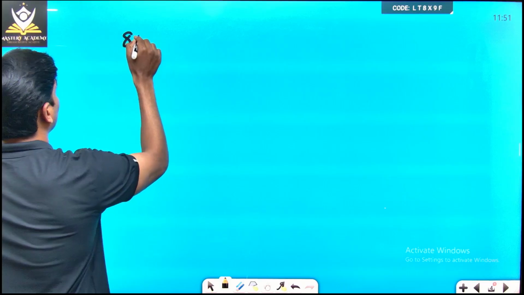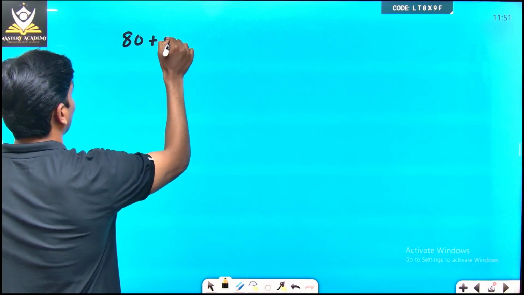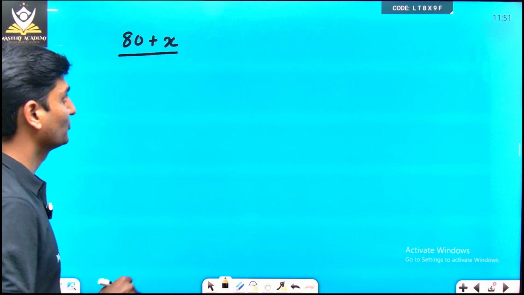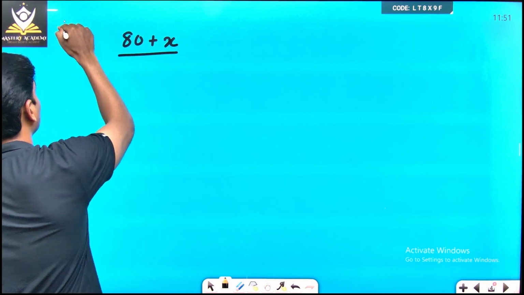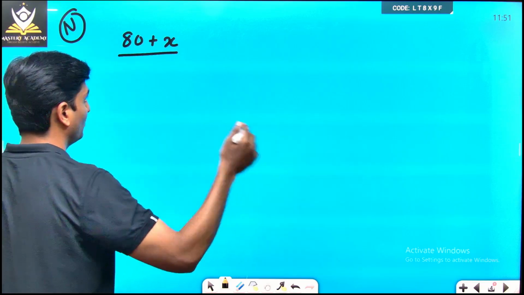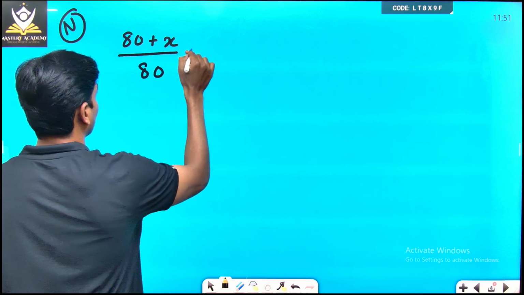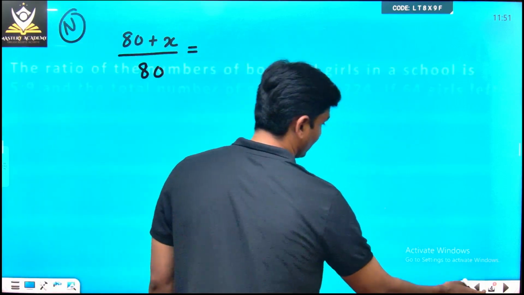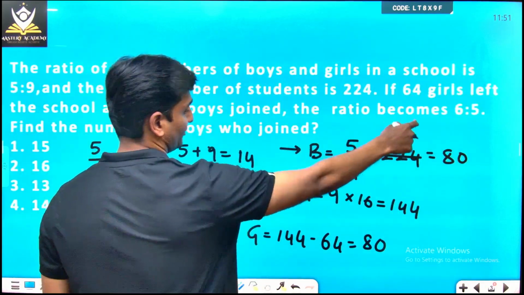See, 80 was the initial number of boys, and let X be the number of new boys taking admission. So the new number of boys, and then the new number of girls, 144 minus 64 left, which is nothing but 80. So the ratio of boys and girls, as they have mentioned in the new case, will be 6:5.